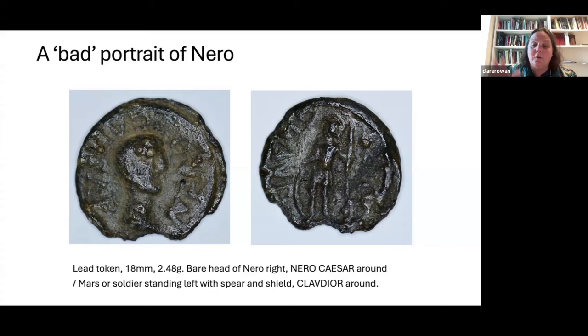And the legend reads Claudior, which is a reference to Nero as a member of the Claudian family. But again, an iteration that doesn't appear on coinage at all. So clearly, I think we can all agree, this is not an official imperial product. This is clearly something made by a private individual or association. And we just have this really bad portrait of Nero on it.